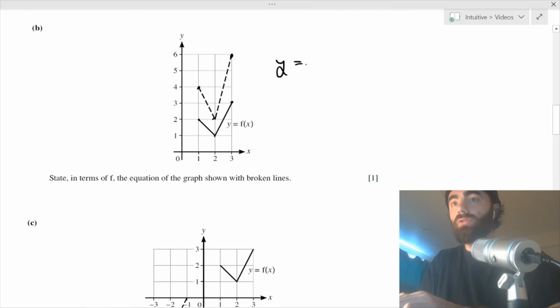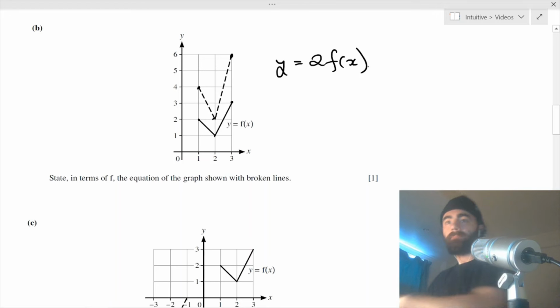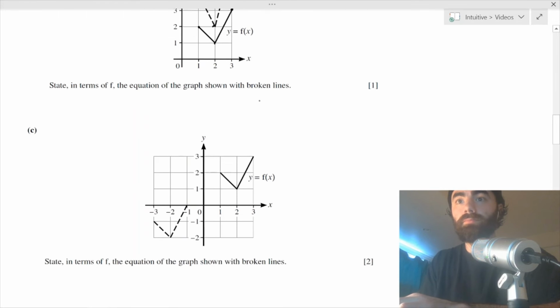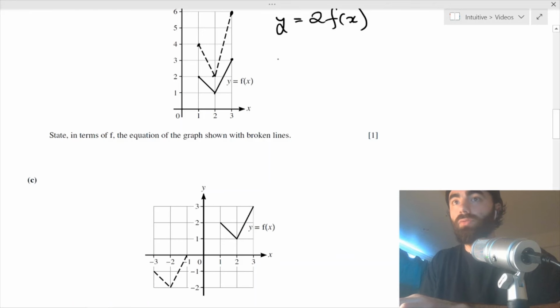So you can say this new one will be 2 f of x. So we're doubling all that stuff, right? So we've gone from f of x, and we've doubled all of these f of x values, or y values, however you want to think about it. So that's your new dotted line.